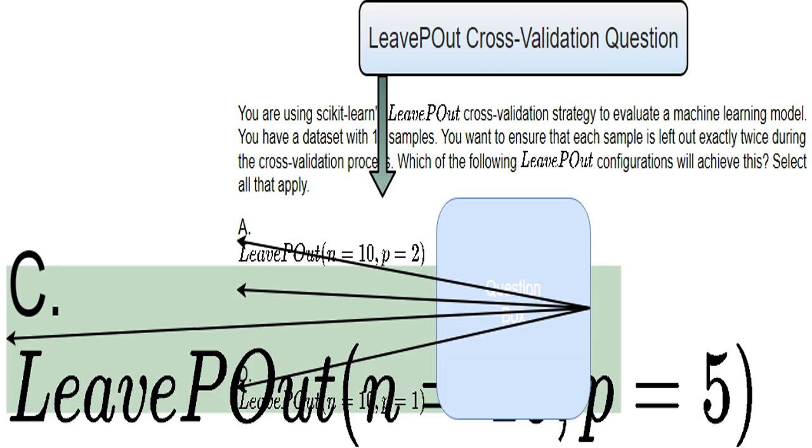Here, option C presents, using 10 samples and leaving out 5 in each iteration. Again, we analyze whether the condition holds. Is each sample left out exactly twice?